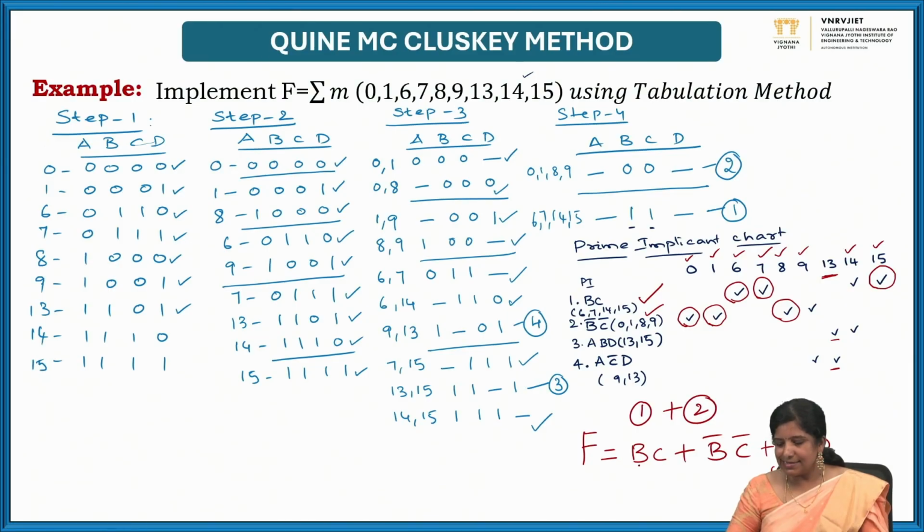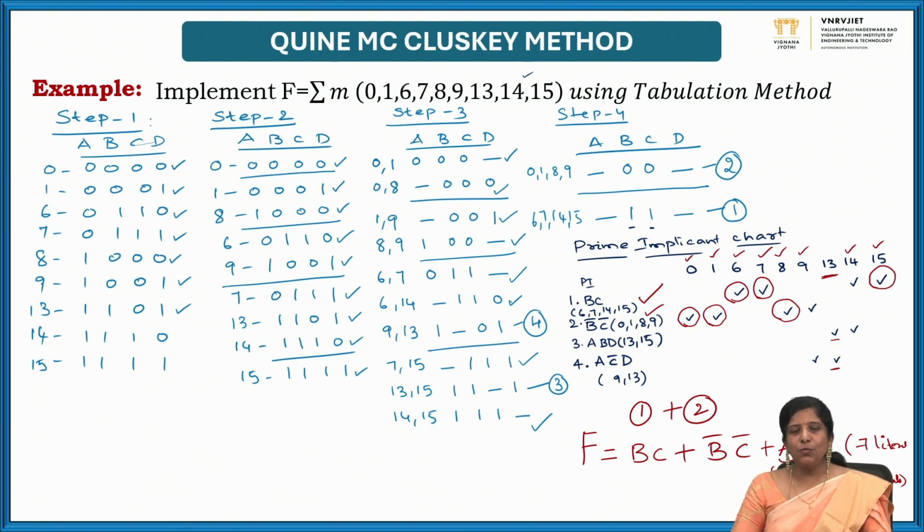Literal is nothing but an individual variable. In this total, how many literals are you getting? 1, 2, 3, 4, 5, 6, 7. Total 7 literals. So in this also you are getting 7 literals. So in a Boolean expression, you have to check whether the number of literals is the same or not.